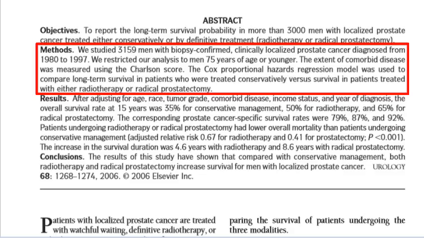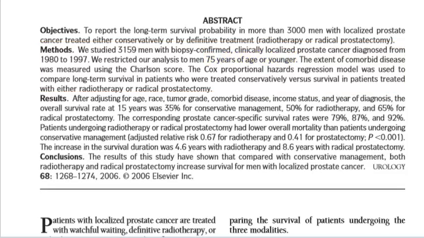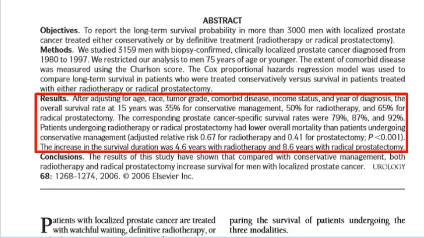In the methods section, we can see that there were 3,159 men in this study. We can also see that the age of the men included in the study were 75 years of age or younger. Next, in the results section, we can see that the survival rate at 15 years was 35% for conservative management, 50% for radiotherapy, and 65% for radical prostatectomy.